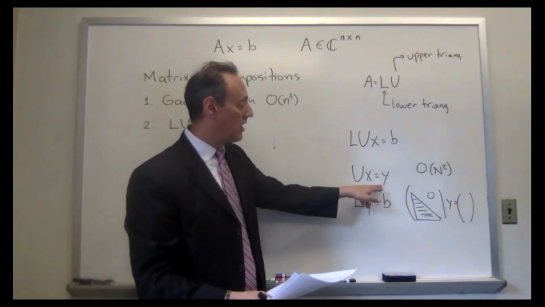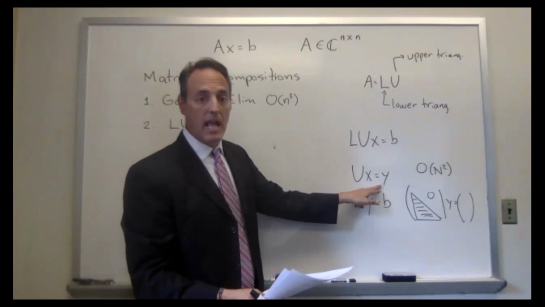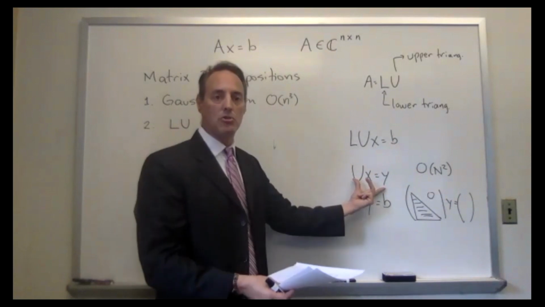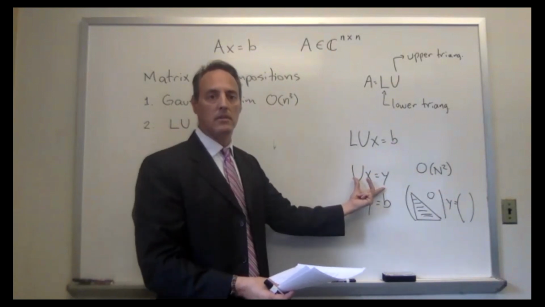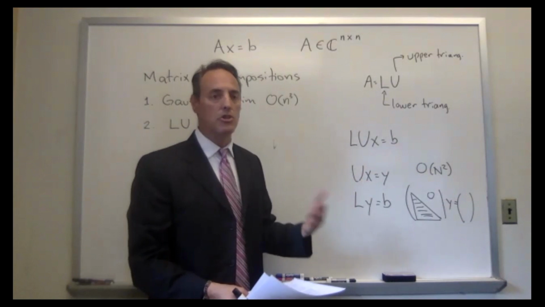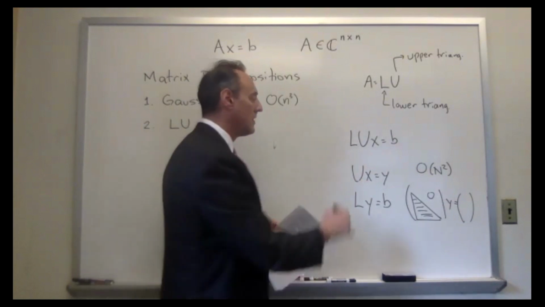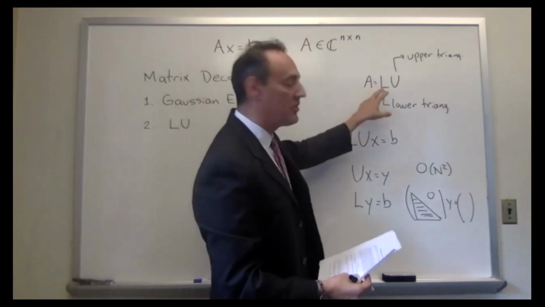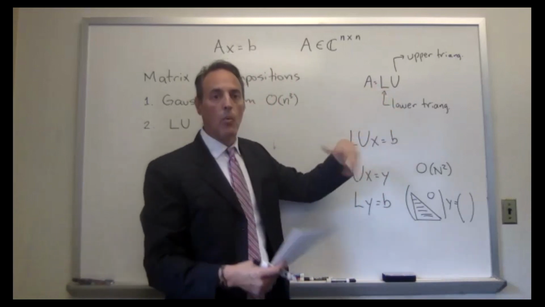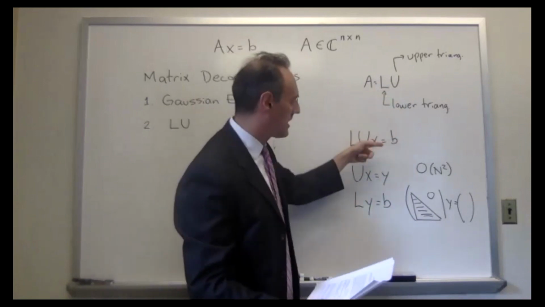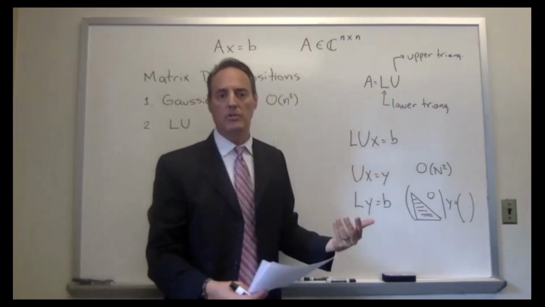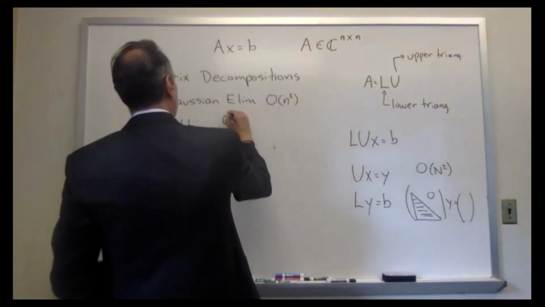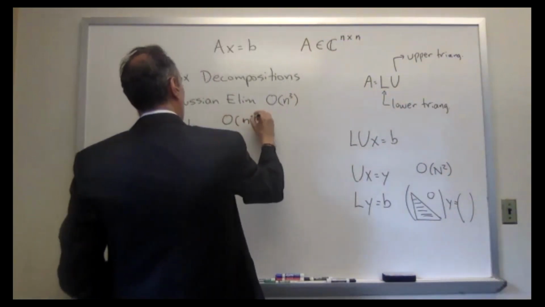Once you have y, you can come back up here, and u is upper triangular, which allows you to do back substitution to get x. So you're not having to do Gaussian elimination. You just forward or back substitute. That's also order n squared. So in general, if I have this decomposition, what I've really done is I've broken it down into two problems that are order n squared, which the two you can throw out and just simply say that this is order n squared.